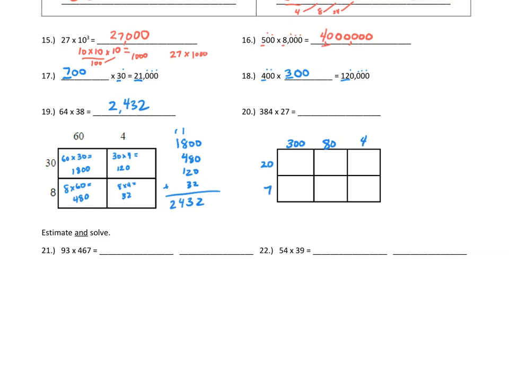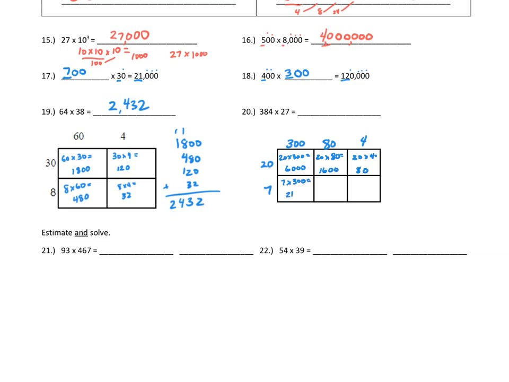If I multiply each of my partial products out, this first box right here on the side is 20, on the top is 300. So it'll be 20 times 300. 2 times 3 is 6 with 3 10s. The next box to the right is 20 times 80. 2 times 8 is 16 with 2 10s. Next box to the right is 20 times 4. 2 times 4 is 8 with 1 10.